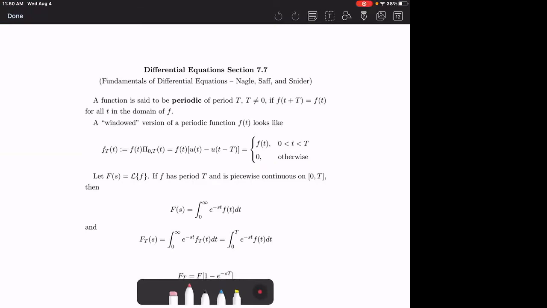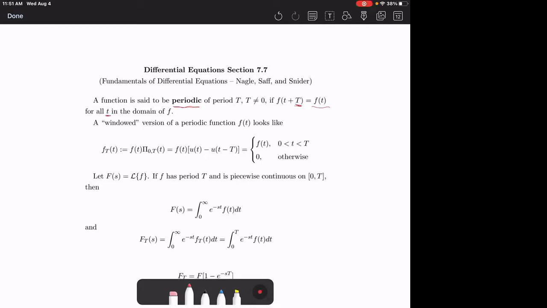This is section 7.7. Today we're going to be working with periodic functions. A function is said to be periodic of period T, where T isn't equal to 0, if f of t plus this capital T, our period, is just equal to f of t. And that's true for all t in the domain of f. Let's make it confusing with our little t's and our big T's.